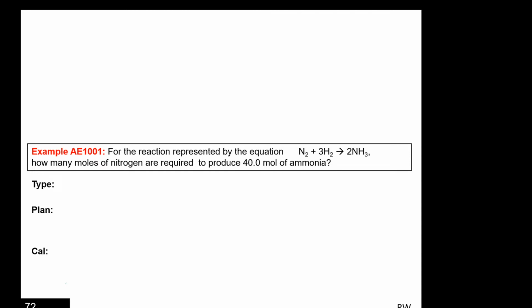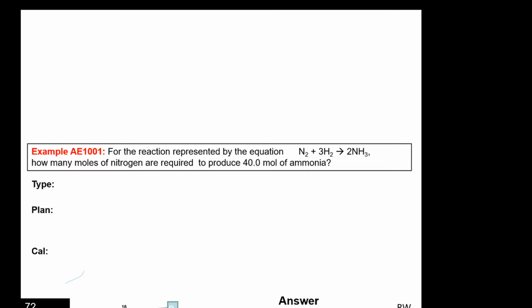Here's an example problem. For the reaction represented by this equation, how many moles of nitrogen are required to produce 40 moles of ammonia? So, look at the problem, see what you're trying to find. You're trying to find moles. How do you know? Because it says how many moles of nitrogen are required to produce 40 moles of ammonia. Now, you're making ammonia, but you already know the amount of ammonia. So you're not trying to figure out how much ammonia. You're trying to figure out how much nitrogen you need to make the 40 moles of ammonia.